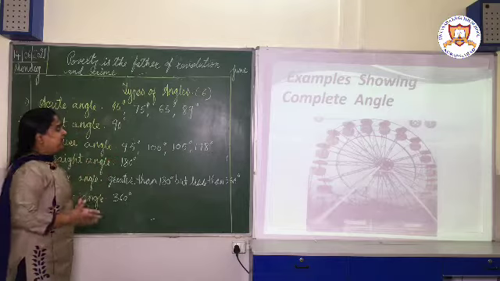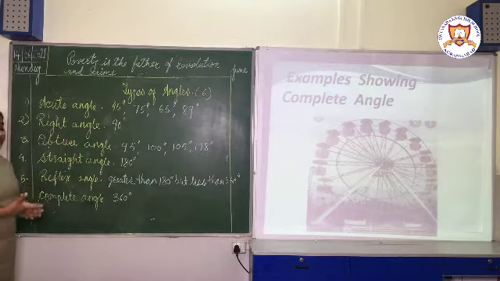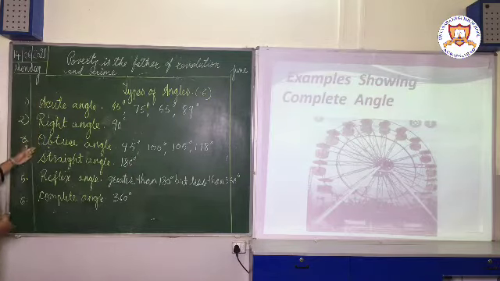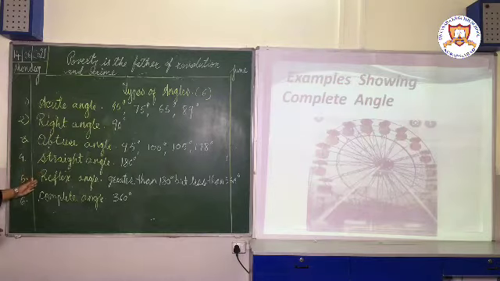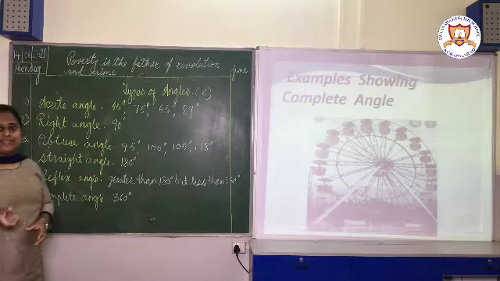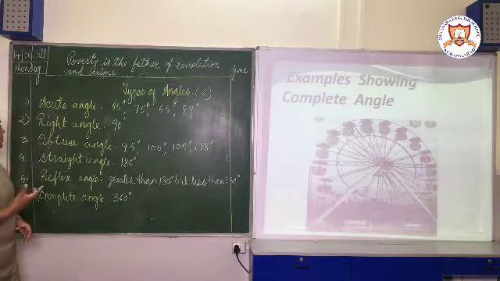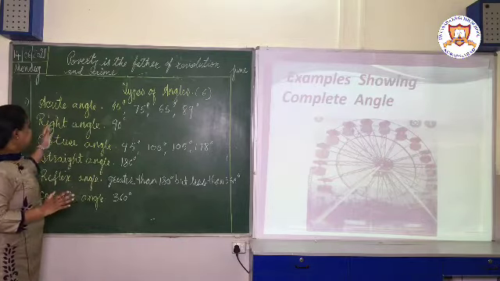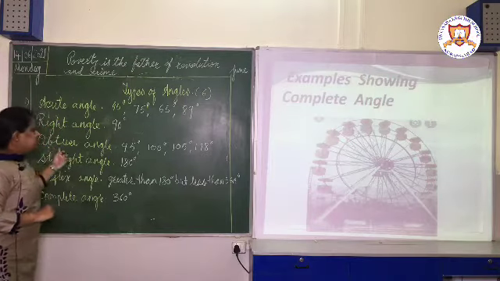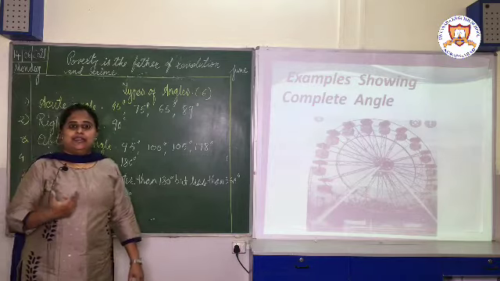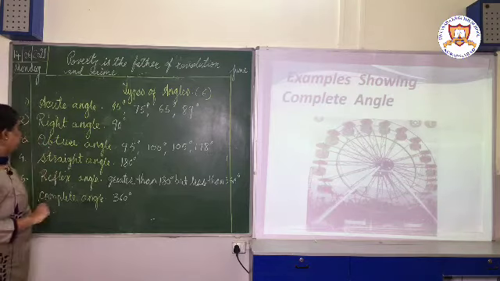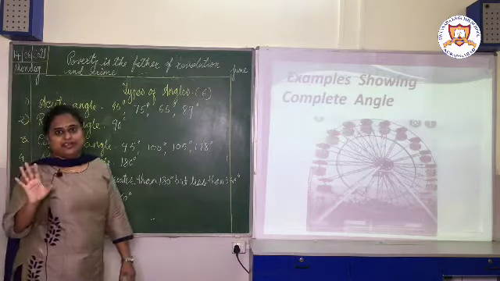So children, today we have learned how many types of angle? We have learned today acute angle, right angle, obtuse angle, straight angle, reflex angle and complete angle. So acute angle means what? The angle whose measure is greater than 0 degree but less than 90 degree, correct? Then same way right angle, having exactly 90 degree measure. And then obtuse angle, whose measure is greater than 90 degree but less than 180 degree. These are the keywords, children. You remember this, you don't have to learn the definition.